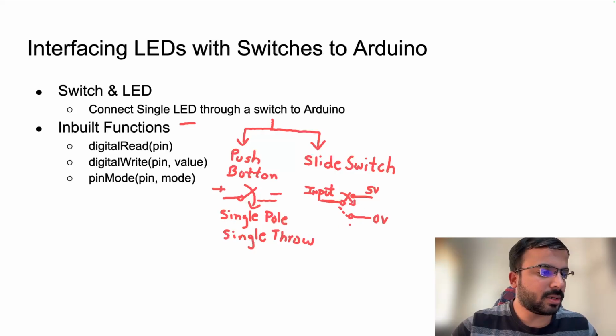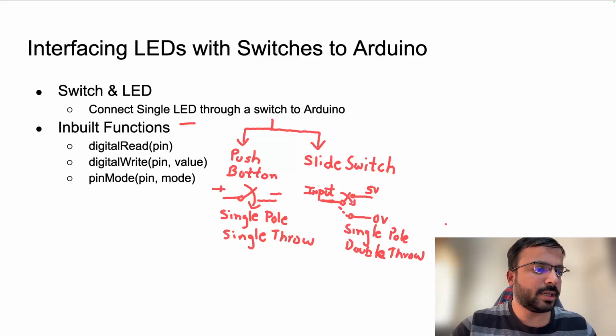So this is a single input pole and double throw. This is your double throw switch, right?